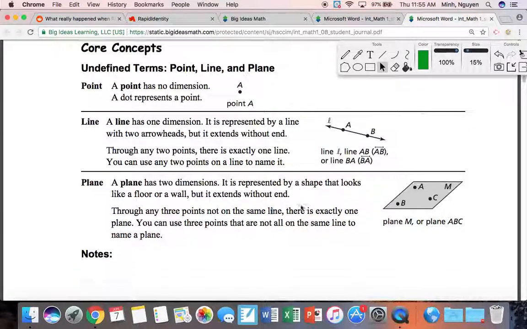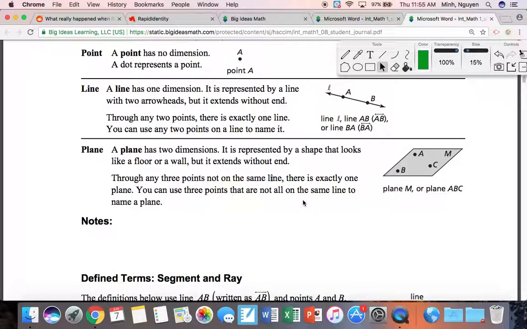A plane has 2 dimensions. It is represented by a shape that looks like a floor or a wall, but it extends without end. Through any 3 points not on the same line, there's exactly one plane. So these 3 are not on the same line. You can use 3 points that are not collinear to name a plane. So you can call this plane M. If you notice, M does not have a point. It's just in the corner of the plane, and it just means it's referring to the plane. Or you could just list out 3 points that are not on the same line and say, this is the plane.